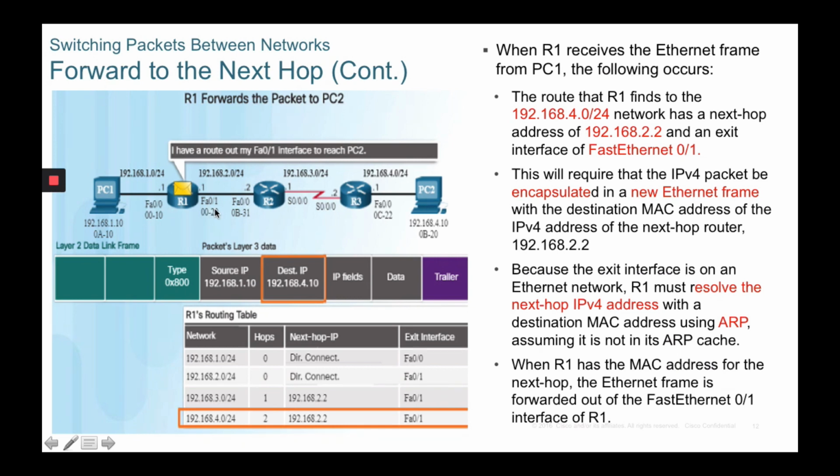Now this will require that the IPv4 packet be encapsulated in a new Ethernet frame with the destination MAC address of the IPv4 address of the next hop router, which is 192.168.2.2. Now because the exit interface is on an Ethernet network, R1 must resolve the next hop IPv4 address to a destination MAC address using ARP, assuming it is not in its ARP cache. When R1 has the MAC address for the next hop, the Ethernet frame is forwarded out of the FastEthernet 0/1 interface of R1.